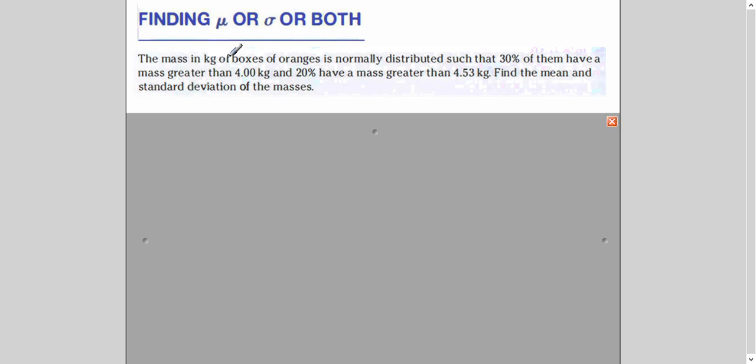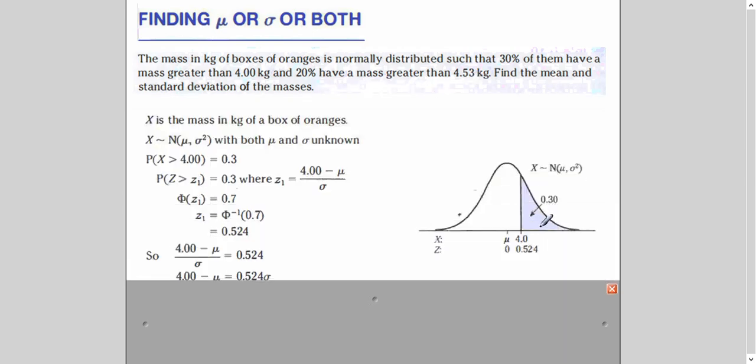For example, one condition is given to you that it is about boxes of oranges normally distributed such that 30% of them have mass greater than this and 20% have mass greater than this. So if you look at the diagram, 30% have mass greater than 4 kg. Can you notice here, 4 kg? The first condition is picked up. Mean and variance are not given to you, right? Nothing is given to you in the question. And after that, P(X greater than 4) is equal to 0.3. This is what we have written from here, because we are talking about greater than this.